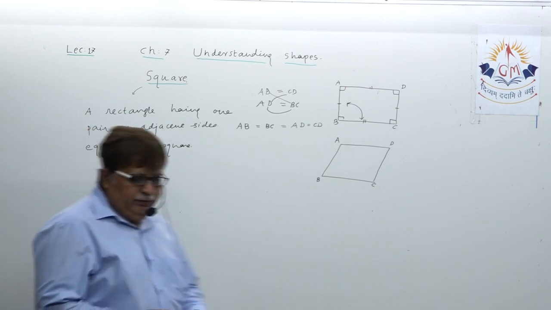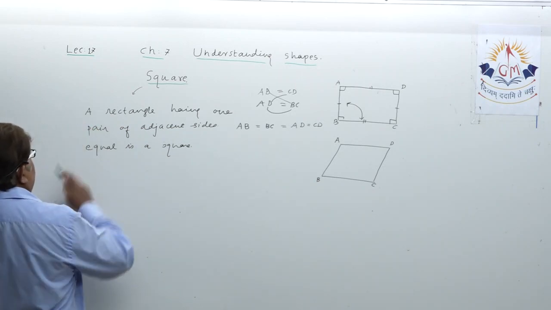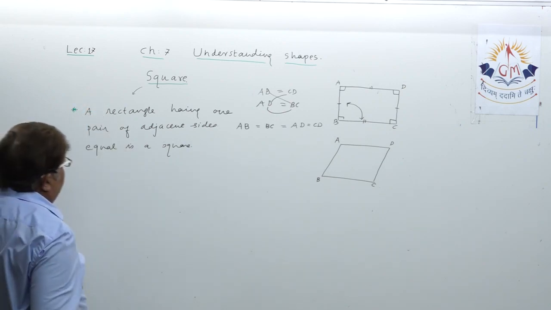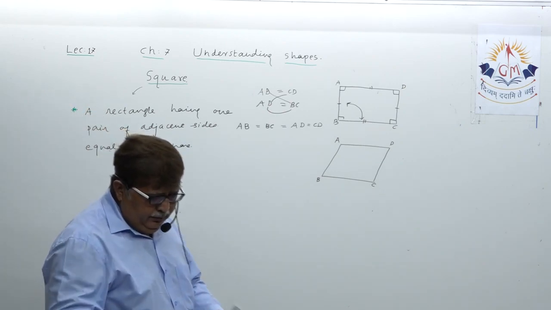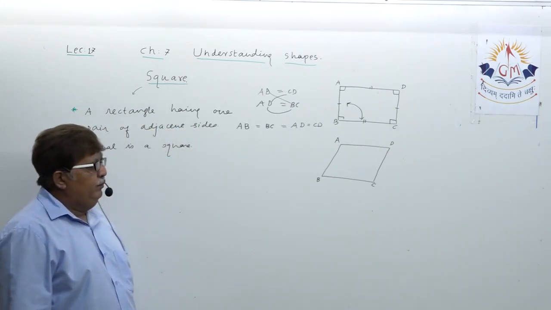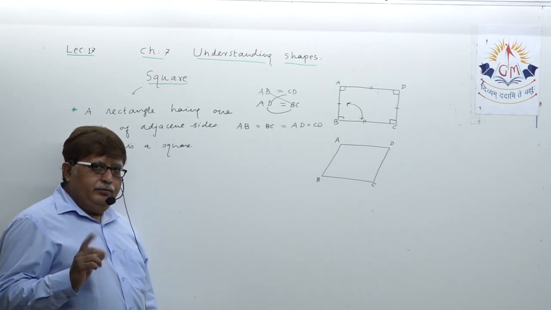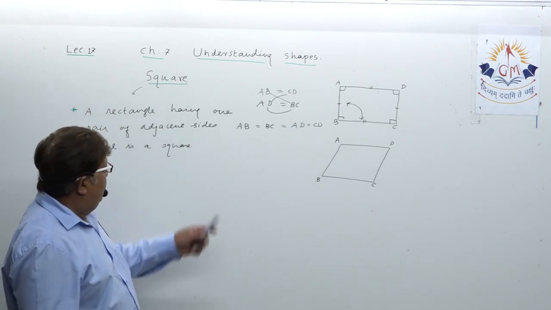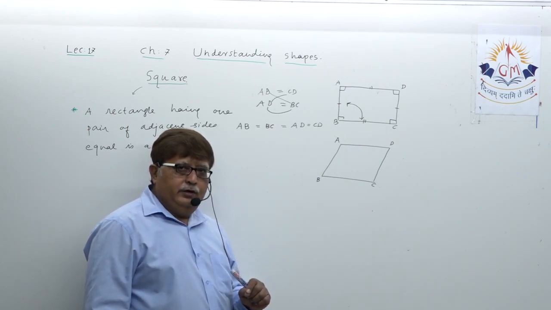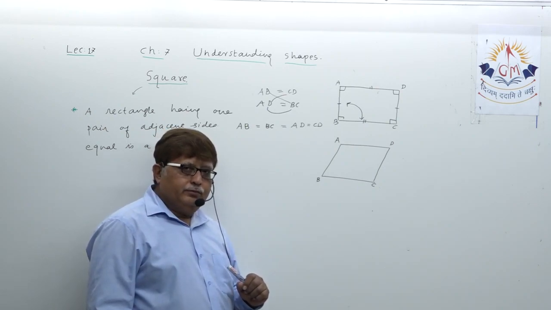I am going to define today square in three ways. This is the first way. What I spoke, a rectangle having one pair of adjacent side equal becomes a square. Now, dear student, can I define square in terms of rhombus?